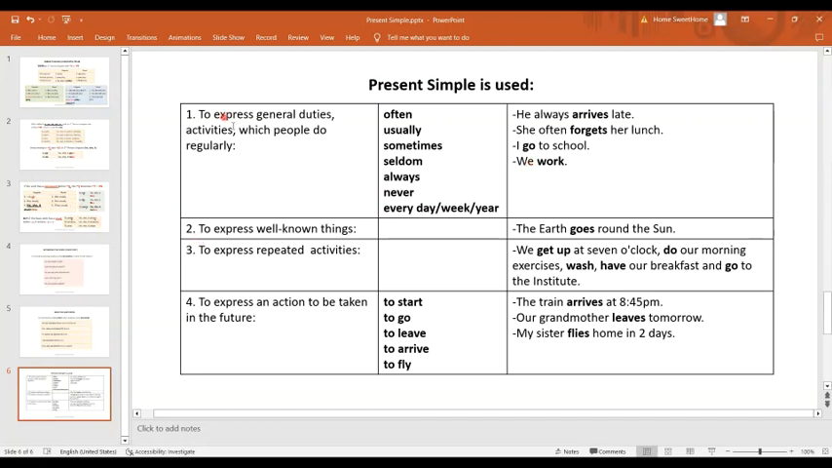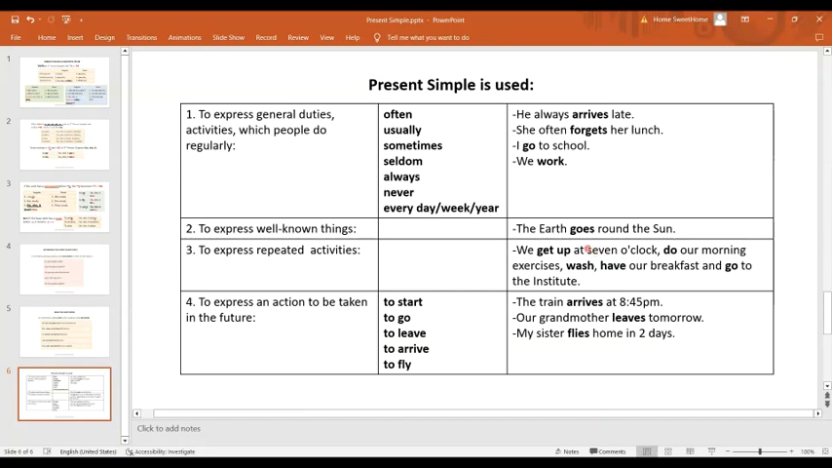Number two, that was number one. Number two, present simple is used to express well-known things. Something like the earth goes around the sun. Number three, to express repeated activities. Something like we get up at 7 o'clock, do our morning exercises, wash, have our breakfast, and go to the institute.